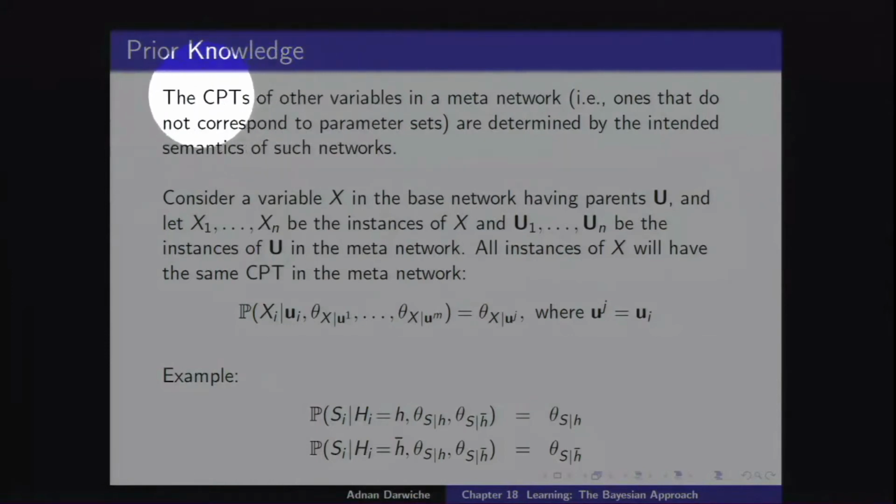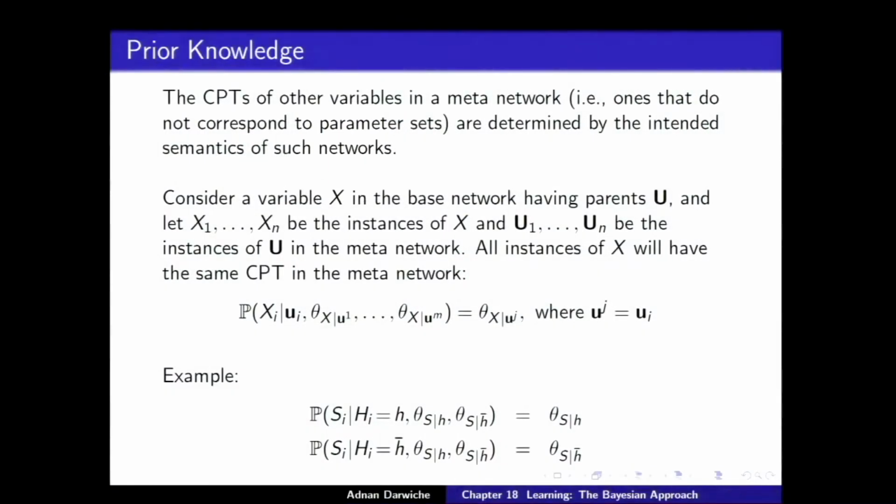To pin it down, you need 2 types of CPTs. The CPTs over the parameter sets, which we just did, and then you need the other CPTs. The CPTs of other variables in the meta network, i.e. ones that do not correspond to parameter sets, are determined by the intended semantics of such networks. Again, we did this. You gave me the answer, but let's look at it as an equation.